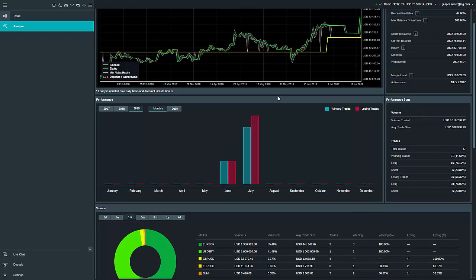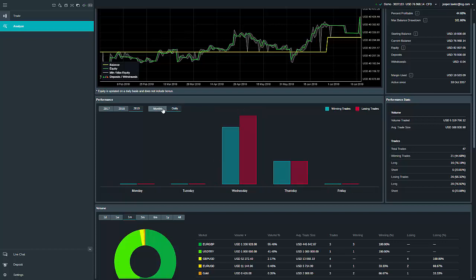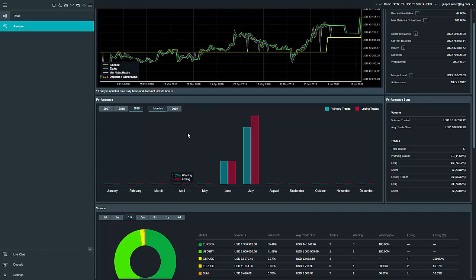Performance is more related to wins and losses. So you can see here we've got winning trades and losing trades. This is typically what your account will look like, especially when you've just started a demo: a couple of months of activity, a bit more activity on a daily basis, and then empty months before and after, since you've just started trading.